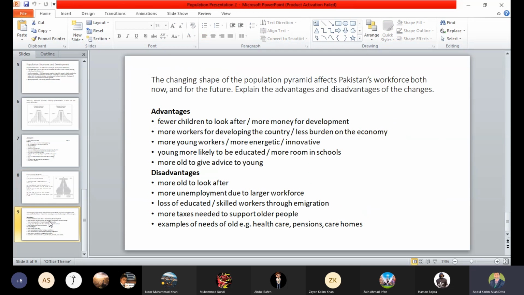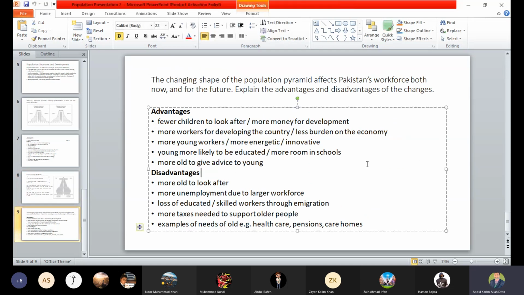Next one: the changing shape of the population pyramids affects Pakistan's workforce both now and in the future. Explain the advantages and disadvantages of the changes. Advantages: at the base we will have fewer children to look after, more money for development, and more workers for developing the country, less burden on the economy, more young, energetic, innovative workers, more likely to be educated, more room in the school, and more old people to give advice to the young people.